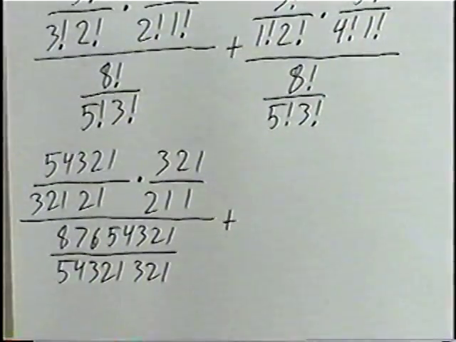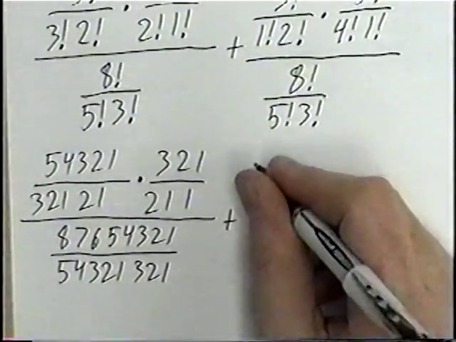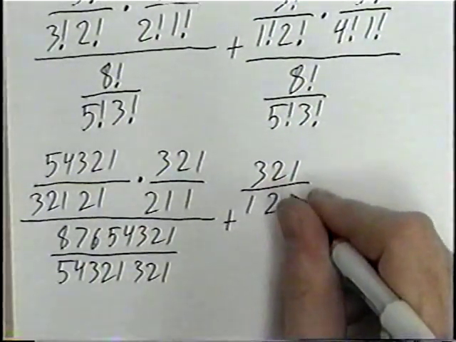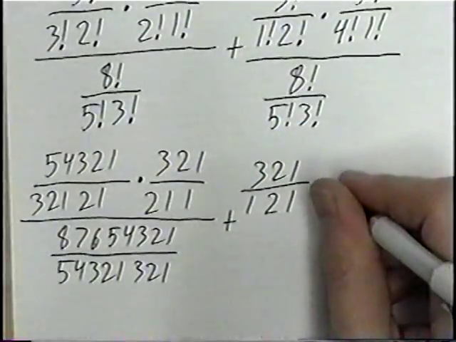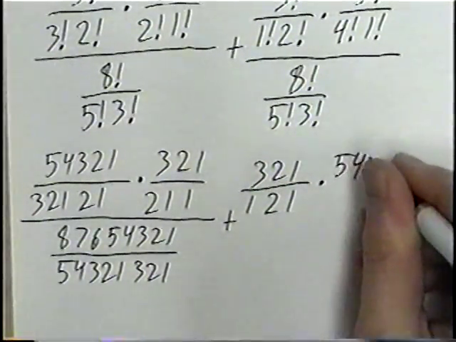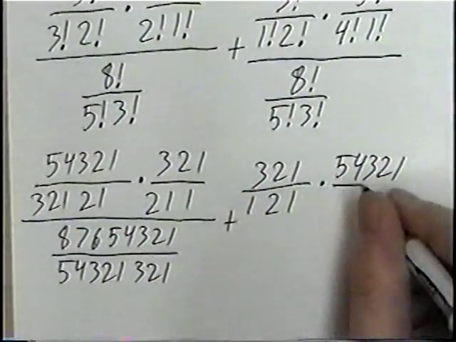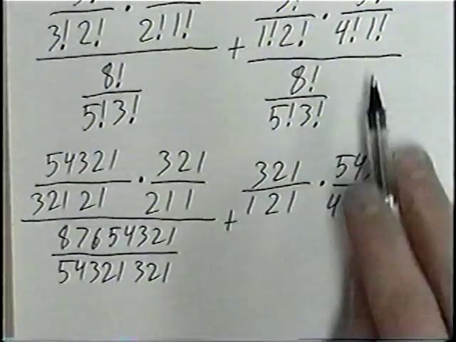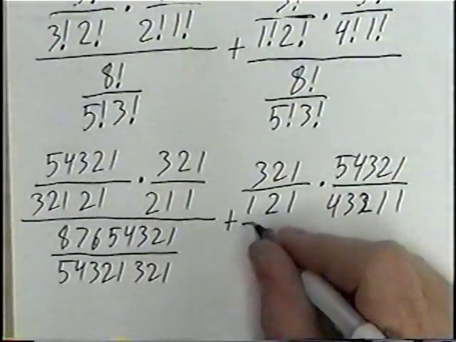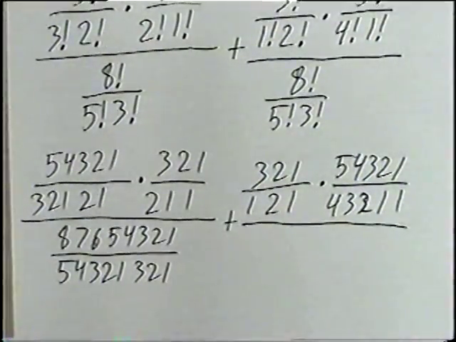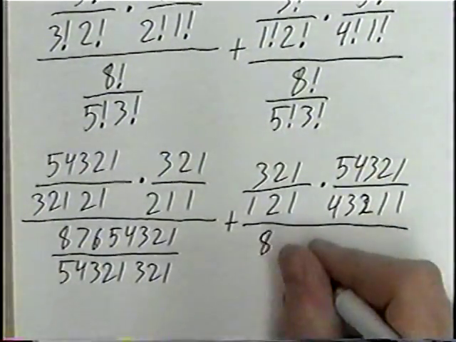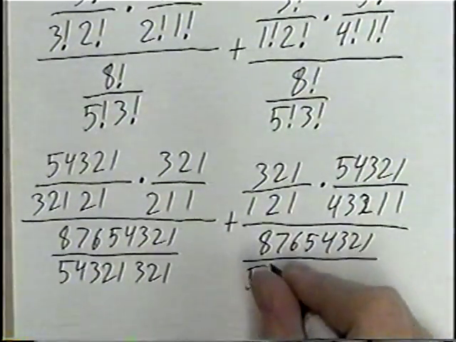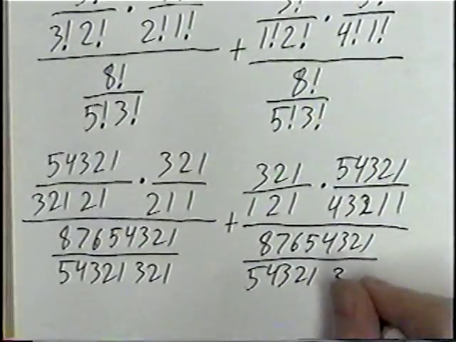Adding to that the second fraction, 3 factorial would be 3, 2, 1. 1 factorial would be 1, and 2 factorial would be 2 and 1. Times 5 factorial, 5, 4, 3, 2, 1, over 4 factorial, 4, 3, 2, 1, and a single 1 factorial, which would be 1. And the denominator, again, both the same: 8 factorial, 5 factorial, and 3 factorial.